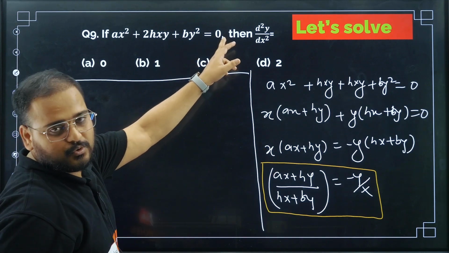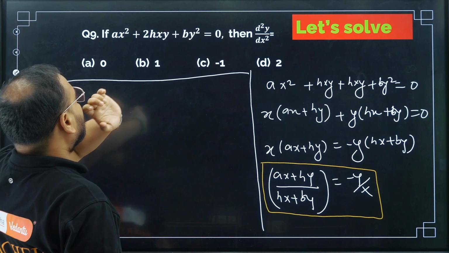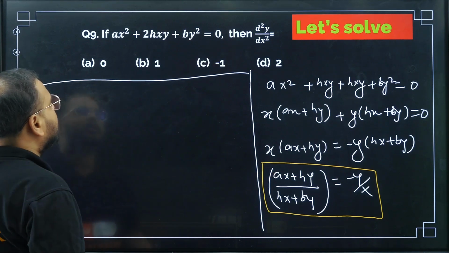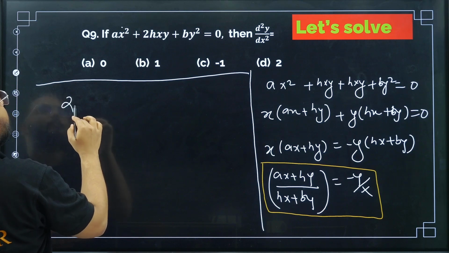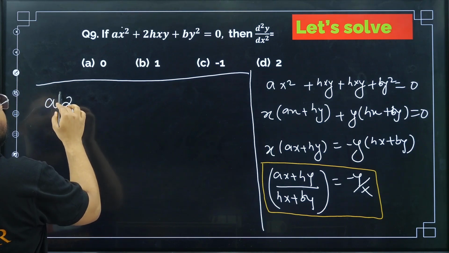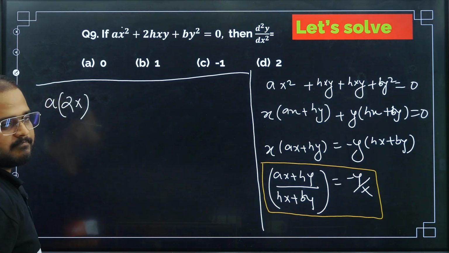For 0 it will be 0 only, because differentiation of a constant number is always 0. If I do that, what am I going to get here? Please check for this term. I'll get 2, a will be outside, so 2ax, correct, since a is a constant.